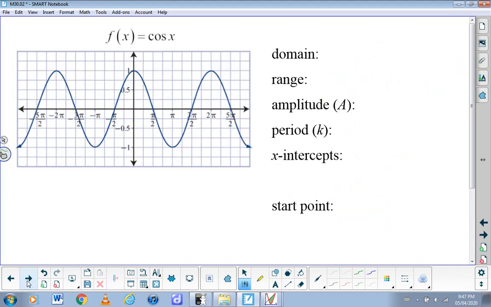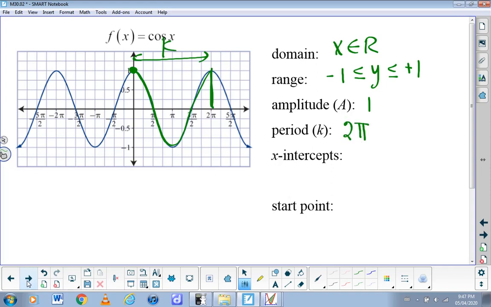When we take a look at cosine, a lot of the information is going to be the same. The domain will be x as any real number. I will dispense with the fancy decorations on it. The range is still going to be from and including -1 up to and including +1. The amplitude is still 1. The period is still 2 pi. One complete cycle is down, down, up, up. The distance horizontally is what we call the period, which is 2 pi.